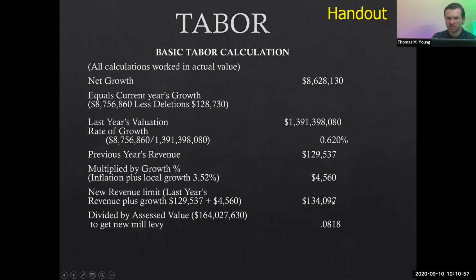Again, you take your revenue limit, what you need, divided by the assessed value in that entity to get a mill levy. So the basic TABOR calculation, we're looking at what is this value change compared to last year, and we flesh out an actual rate, and then we say whatever last year's revenue was times this rate gives us what we need at the end.